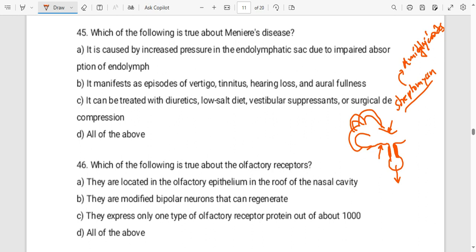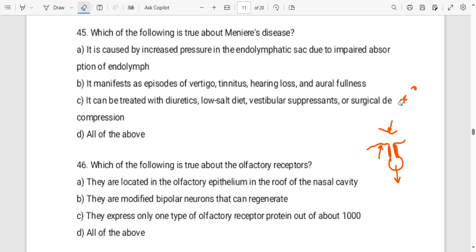So which of the following is true about Meniere's disease? It is caused by increased pressure in the endolymphatic sac due to impaired absorption of endolymph. It manifests as episodes of vertigo, tinnitus, hearing loss, and aural fullness. It can be treated with diuretics, low salt diet, vestibular suppressants, or surgical decompression. All of the above. D, thank you so much.